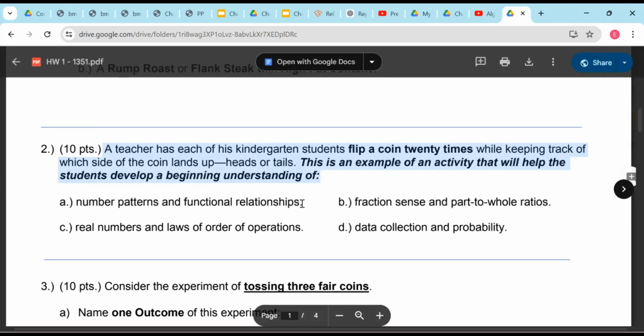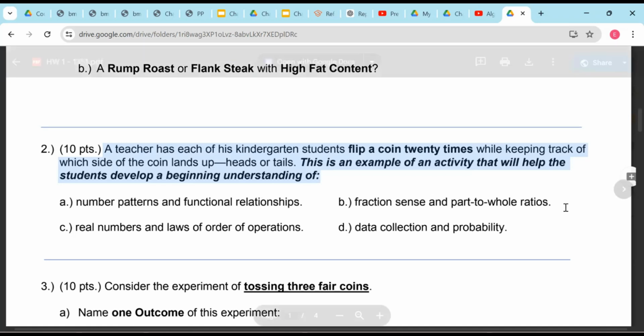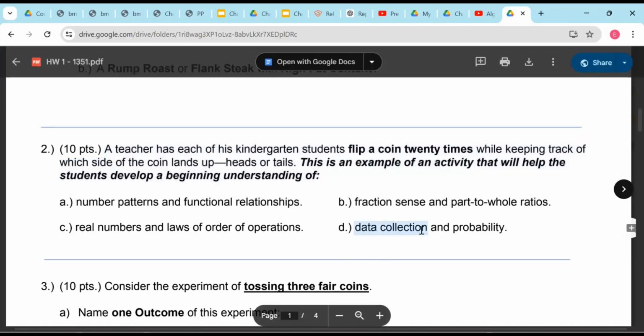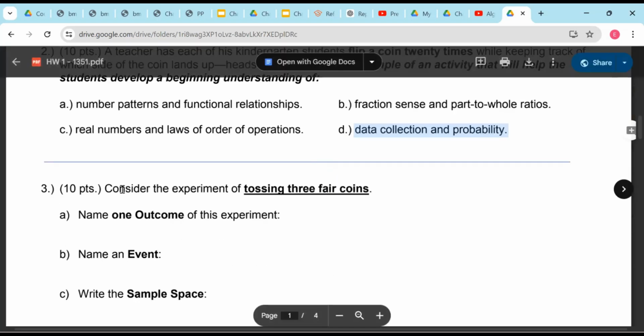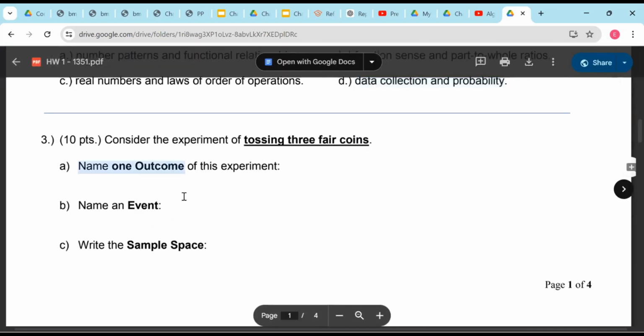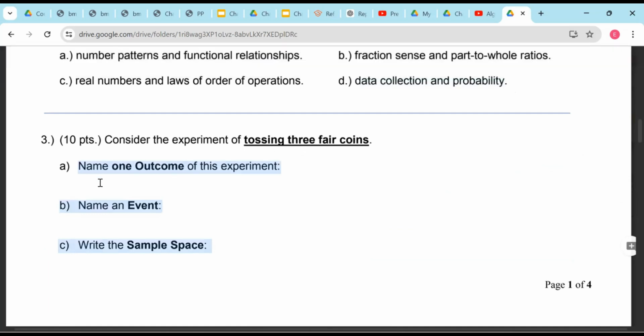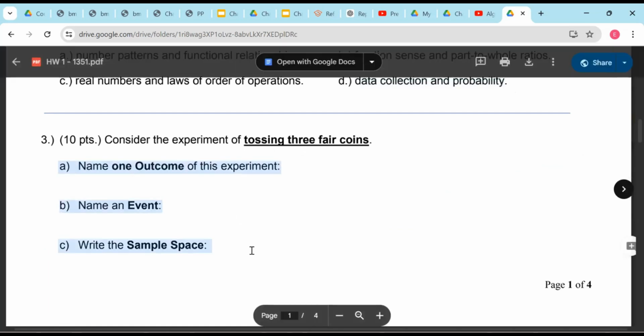Are we talking about patterns and functions? Are we talking about real numbers and operations? Are we talking about fractions, cents, and parts of a whole? We're talking about what? Data collection, right? How to collect the data and then get probability. And then you are going to have exactly the same thing, not with these 3 coin tosses, but exactly the same thing on your test.